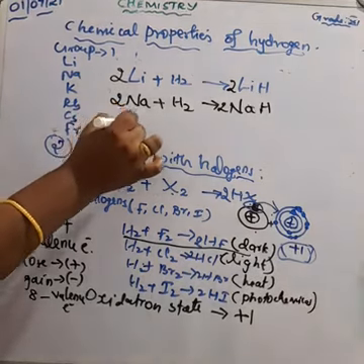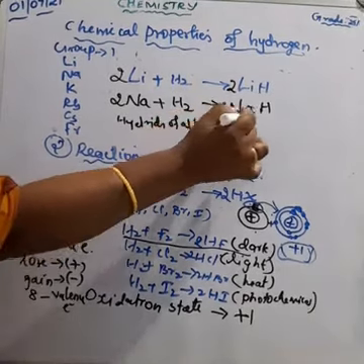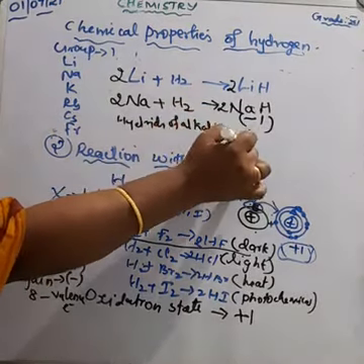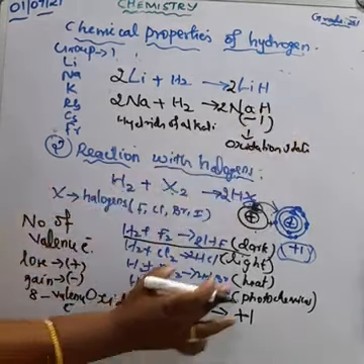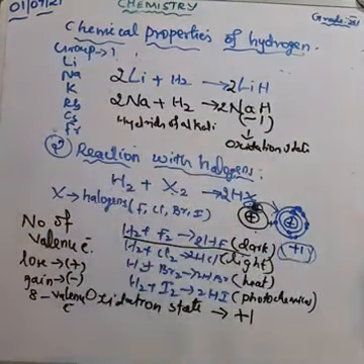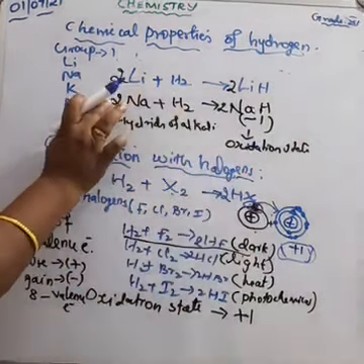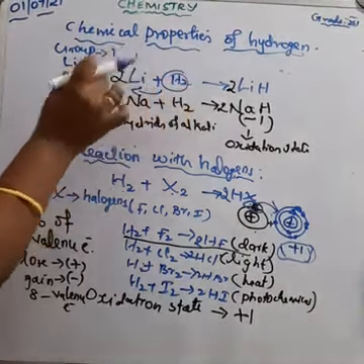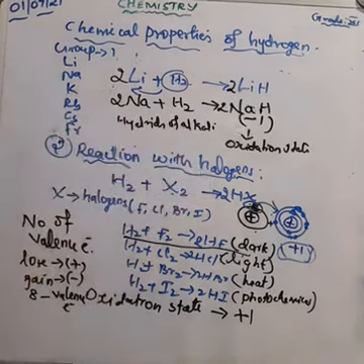But here, what is the oxidation state of hydrogen? -1. But when hydrogen combines with halogens, the oxidation state of hydrogen is +1, because the hydrogen atom lost its one electron to the halogens. But here, when hydrogen combines with alkali metals, it gains one electron from the alkali metals. So the oxidation state of hydrogen is -1.